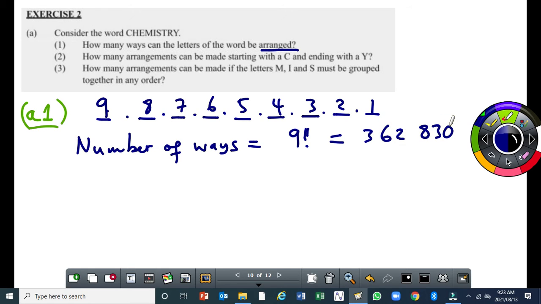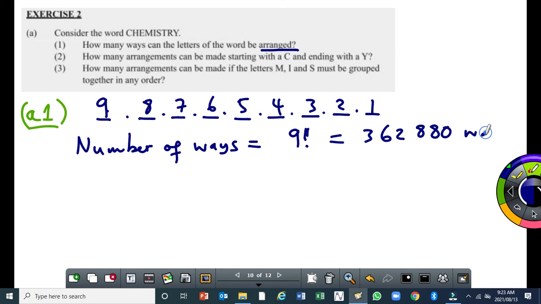That is 362,880 ways. Okay. All right. So that would be the answer.